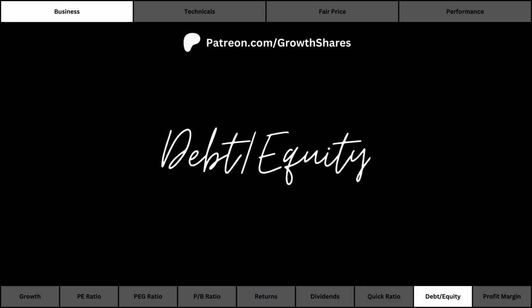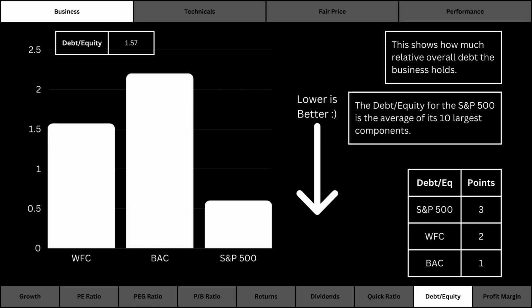Debt to equity. This shows how much overall short and long-term debt the business holds relative to its equity. We want this ratio to be low, although for some industries that may not be the case.